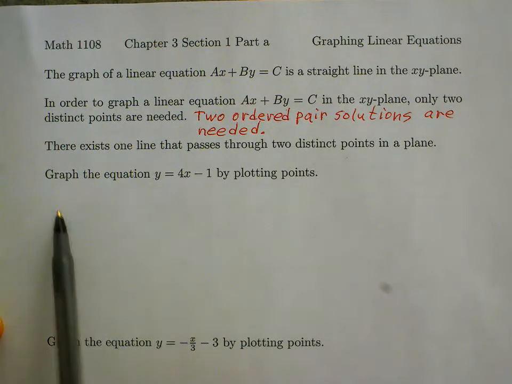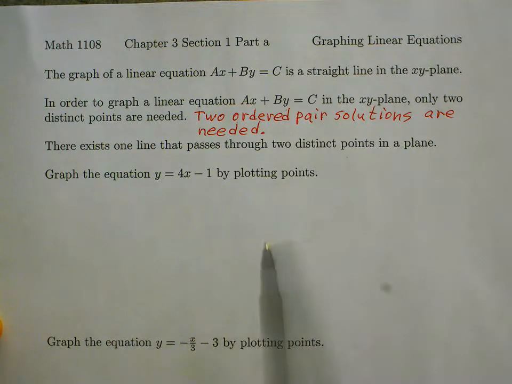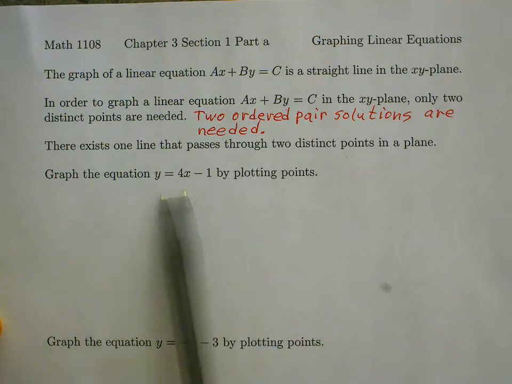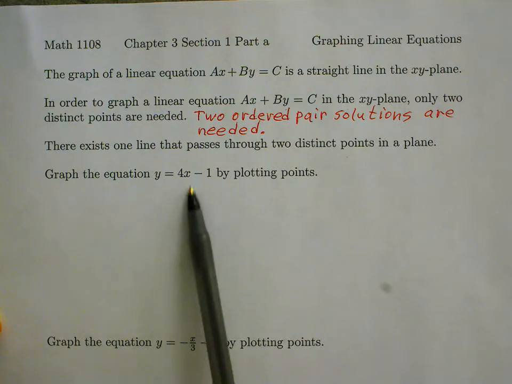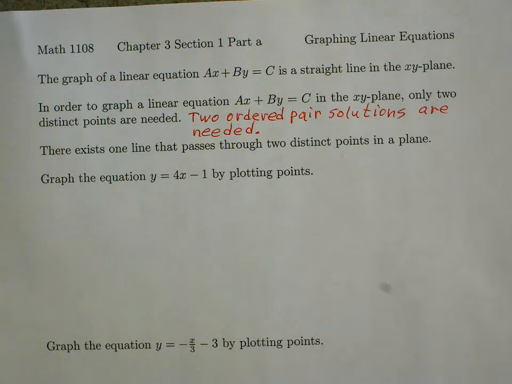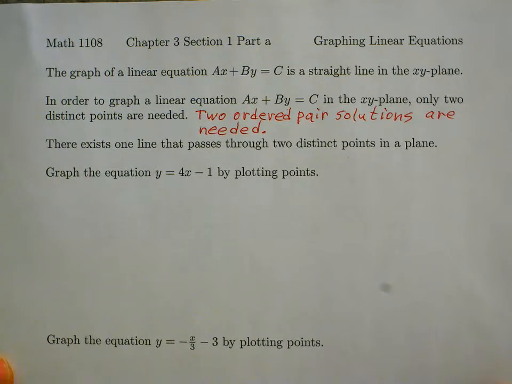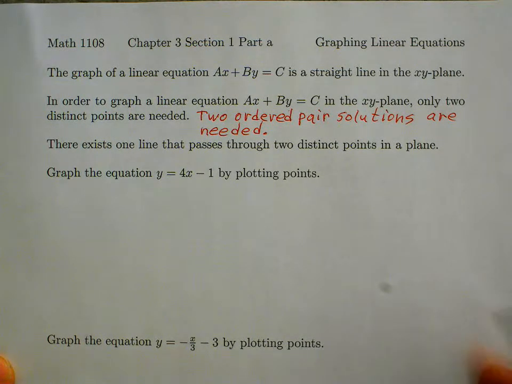Okay, so let's graph the equation y equals 4x minus 1 by plotting points. This is a linear equation in the variables x and y. It's not in standard form. We don't need to put it in standard form in order to find two ordered pair solutions. You can if you want, but you don't have to.